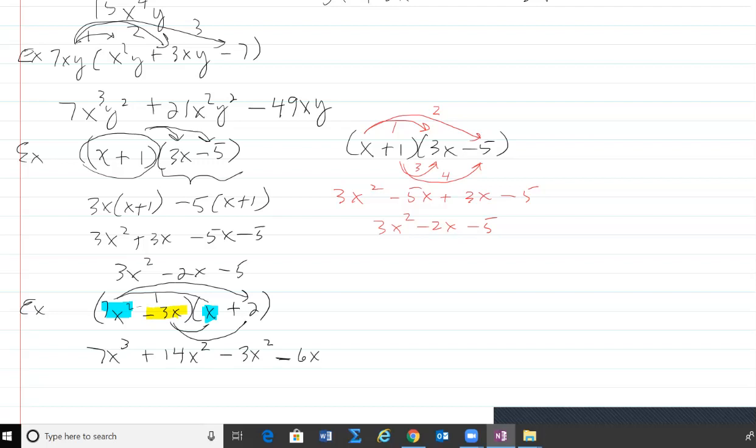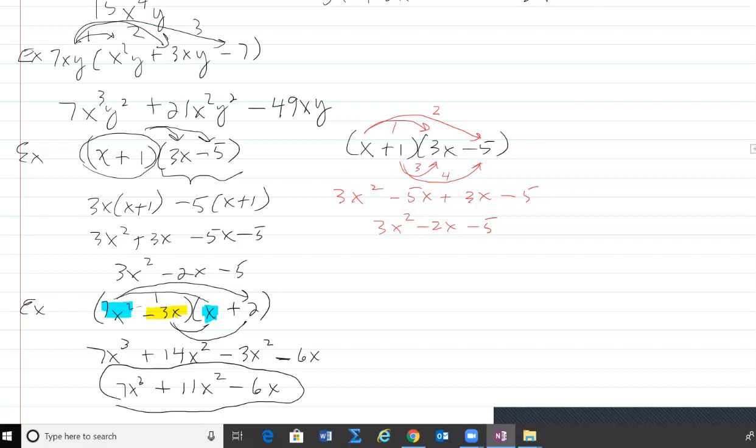Aha, 2 in the middle. So drag this one down, add these together. That's what? An 11x squared, right? Minus 6x. And that would be my final answer. Okay, that's a 7x cubed plus 11x squared minus 6x.